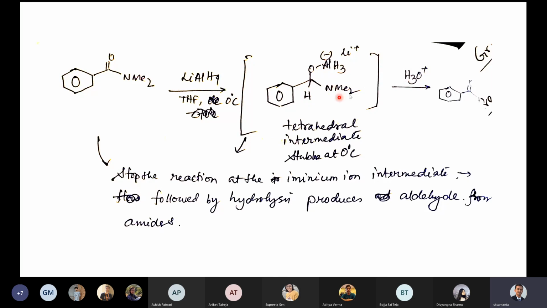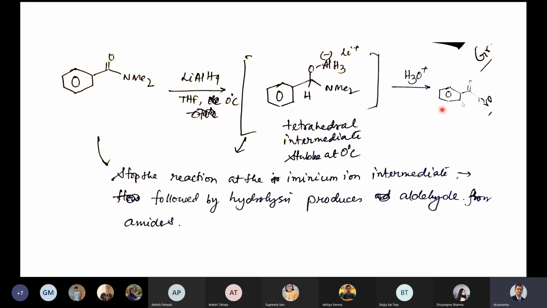Because if we add acid, what will happen? This O-Al bond will be hydrolyzed easily to form OH, and the NMe2 will form NMe2 with a positive charge. The moment it forms a positive charge, the lone pair cannot be given to this system. So this bond becomes brittle because NMe2+ is forming, so it becomes a very good leaving group. Then this lone pair will come and this will leave, so it will end up at the aldehyde stage. Sorry, it is not visible here, but it is C=O and H. Okay, so this is an aldehyde.